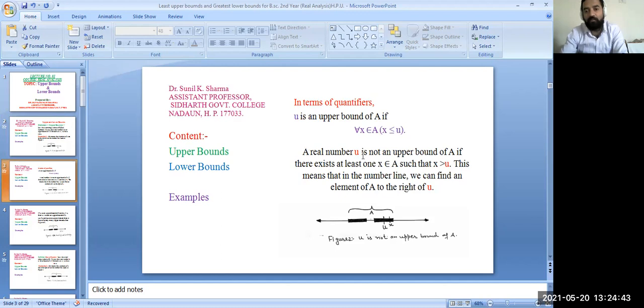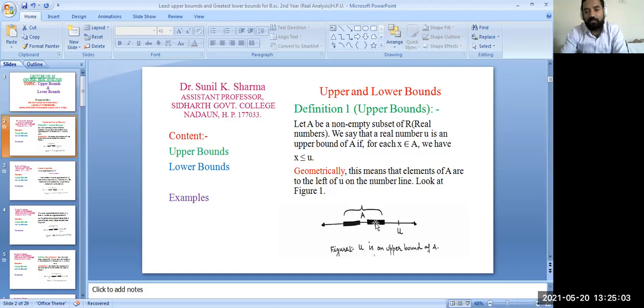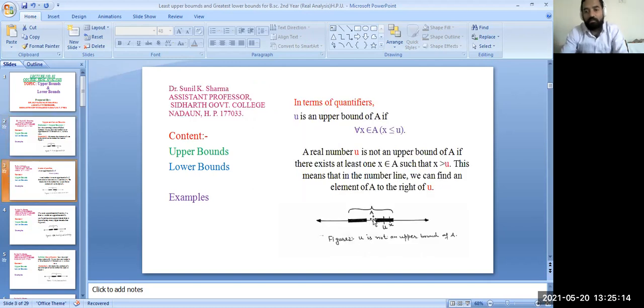So that is, a real number U is not an upper bound of A if there exists at least one x belongs to A such that x is greater than U. This means that on the number line we can find an element of A to the right of U. In the previous slide, we discussed that U is an upper bound if all the elements of A lie to the left of U, or all the elements of A are less than or equal to U. But in this slide, we can see that U is not an upper bound of this non-empty set A because there exists at least one x of A which is greater than U. It means there is one element of A which lies to the right of U. So in this case, U is not an upper bound of this set.